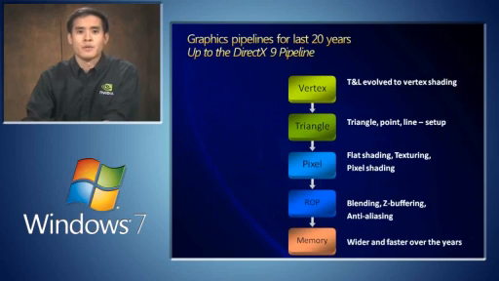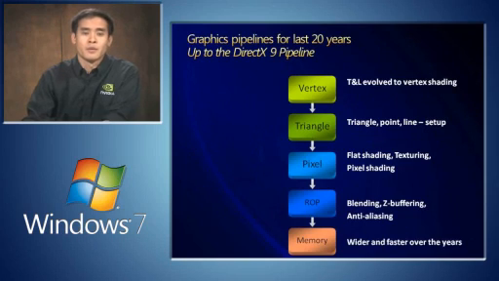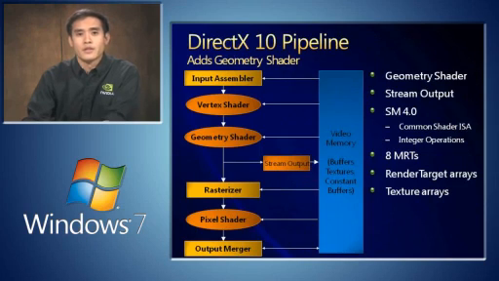Let's look at the graphics pipeline over the last 20 years. Previously, the graphics pipeline was a fixed function model. However, now we have things like vertex shaders and pixel shaders, showing that the graphics pipeline has become more programmable and flexible. The DirectX 10 pipeline added a geometry shader, stream output, shader model 4.0, multiple render targets, render target arrays, and texture arrays.